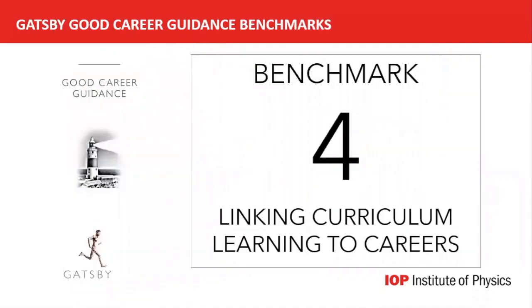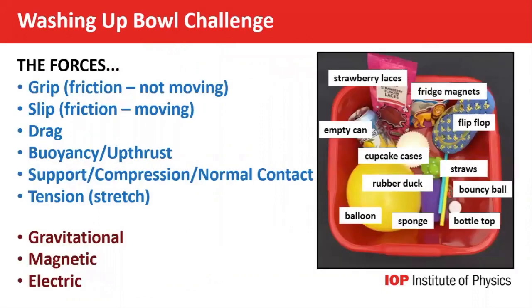This will also support your school's work on the Gatsby Good Career Guidance benchmarks, especially embedding Gatsby Benchmark 4, linking the curriculum to careers. So that's what we'll aim to do this session. Look for ways to use everyday kit to explore the different types of forces and make links to both context and careers. It's amazing how many ideas some seemingly random bits of kit can generate. And I'm sure you've already got lots of ideas buzzing around yourself already.